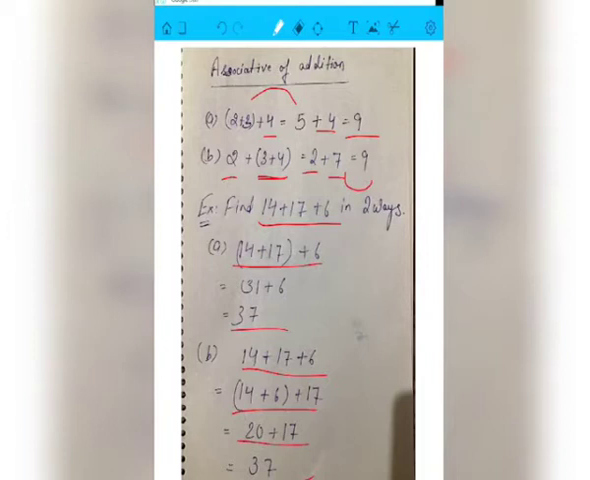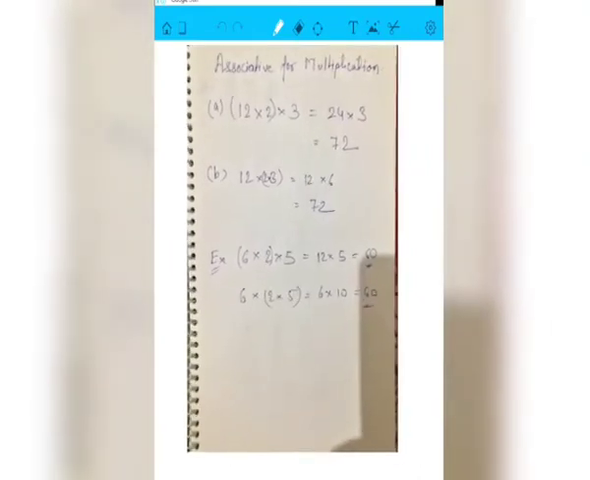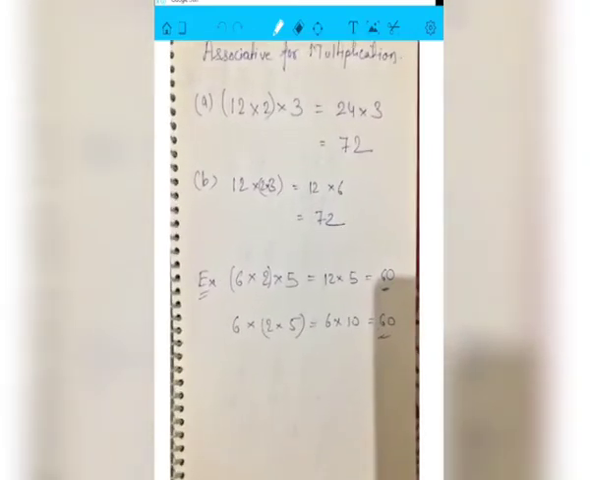Now come to the associativity of multiplication. In multiplication also the sequence doesn't matter, like (12 × 2) × 3, with 12 into 2 written in the bracket, multiplied by 3, and the answer will be 72. In the bracket the multiplication is 24, and then multiplied by 3. This is 24 and this is 3, so the answer will be 72.